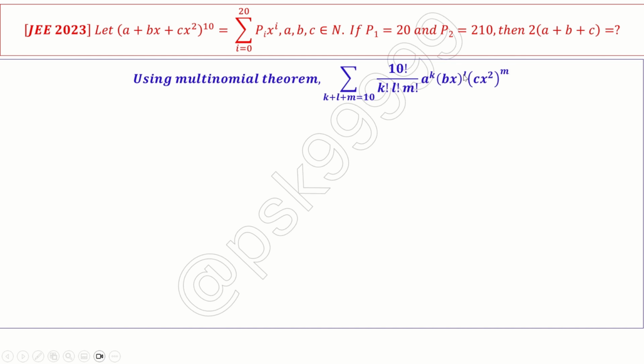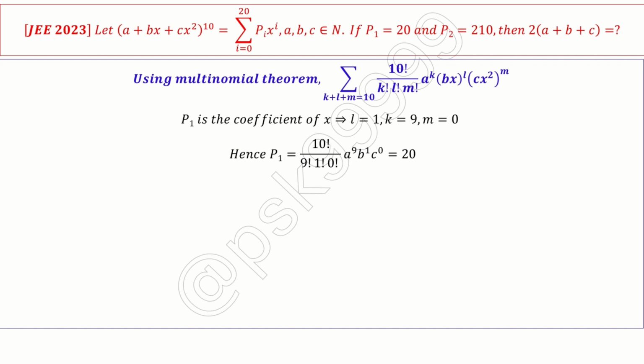So this is 0, this is 1, so k should be 9. That's it. Okay, so for p1, the quotient of x, which means l equal to 1, k equal to 9, and m equal to 0. Once you know this, p1 is nothing but 10 factorial by 9 factorial into 1 factorial into a to the power of 9, b to the power of 1, and c to the power of 0, which is equal to 20. If I simplify this, I get 10 times a to the power of 9 b equal to 20, or a to the power of 9 b equal to 2.